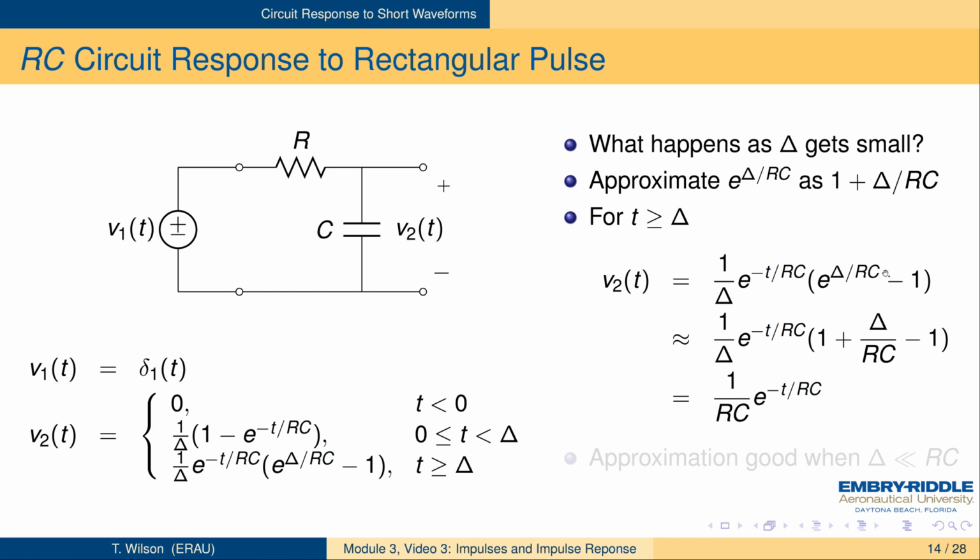We've got an e to the delta over RC. We've got a 1 here. We'd like to get rid of the 1. That's what we're trying to do, and yet keep something to tell us what's going on here. So 1 is probably not a good approximation, but 1 plus delta over RC is a good approximation. Delta's small, the 1's go away, the delta over RC, the delta kills off the delta over there, and we get 1 over RC e to the minus t over RC. So it's just a decaying exponential. We put in a very short pulse, and the voltage across the capacitor just decays like an exponential.